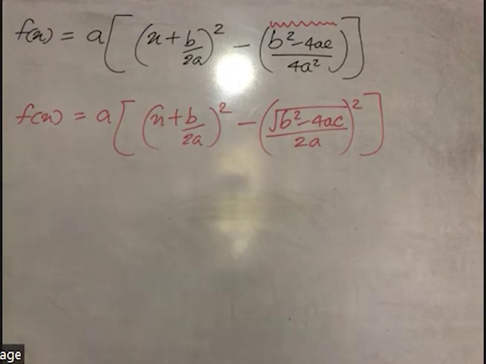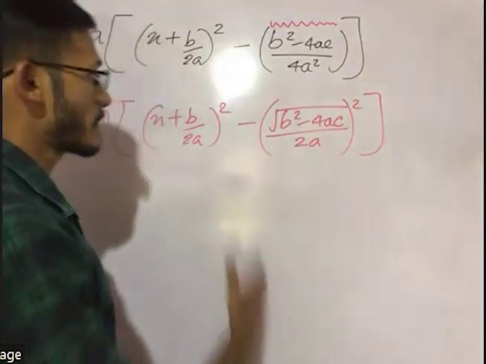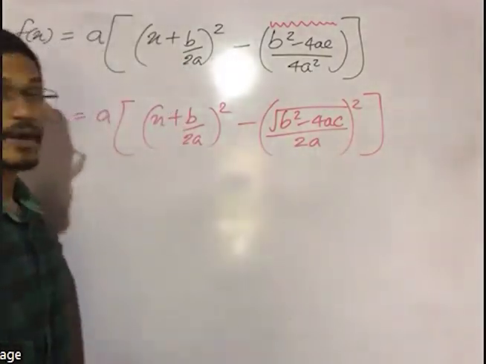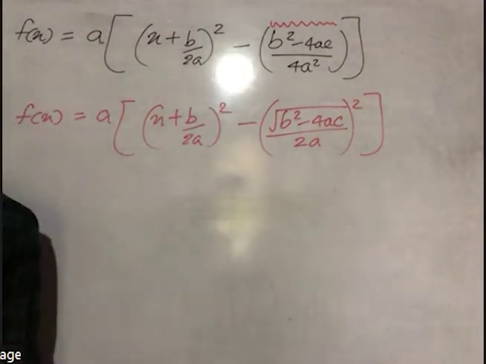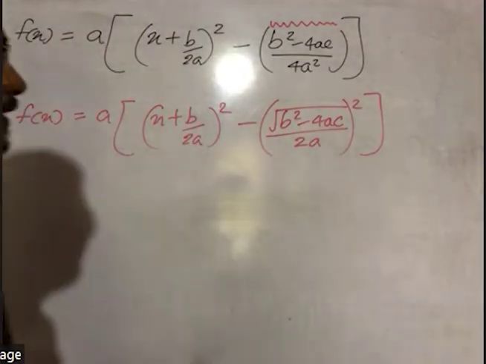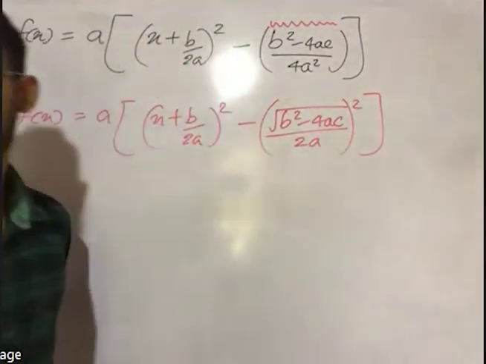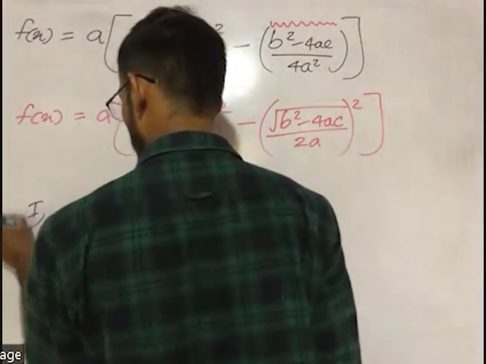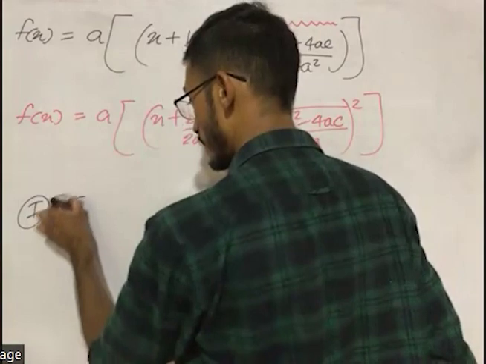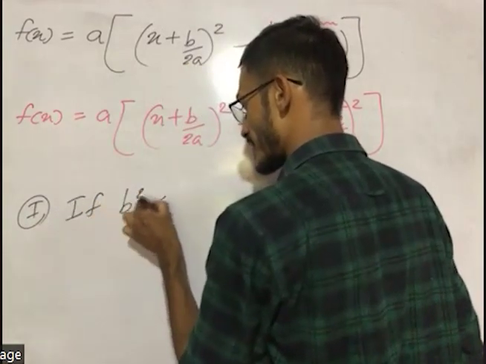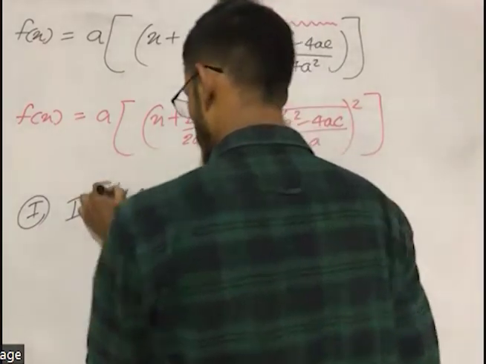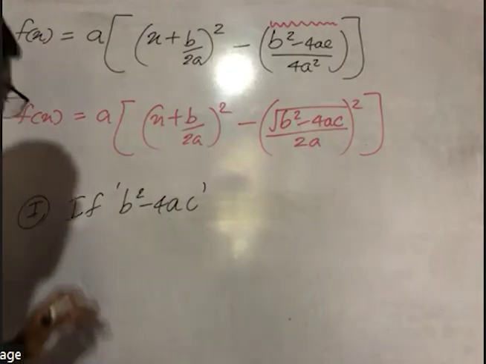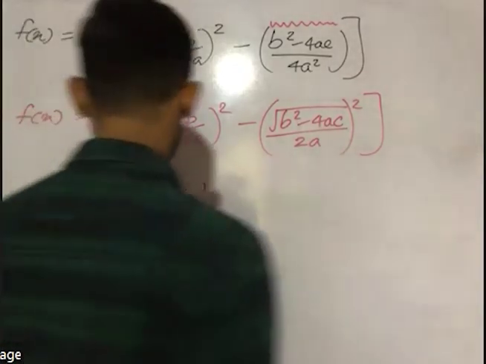So according to this b square minus 4ac, we can tell whether this function can be separated into factors or cannot be separated into factors. Now firstly I'm going to write what will happen if b square minus 4ac is greater than 0.